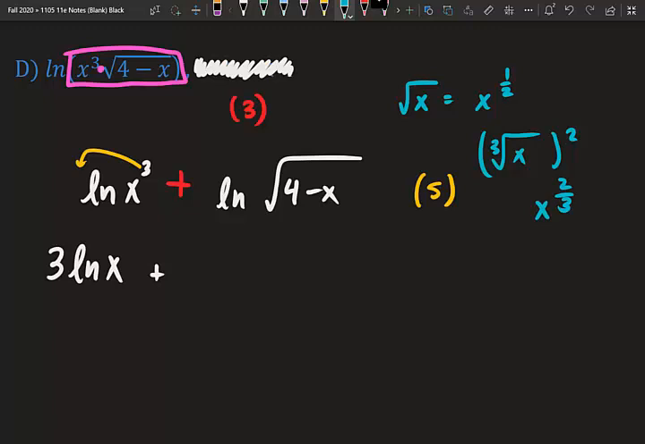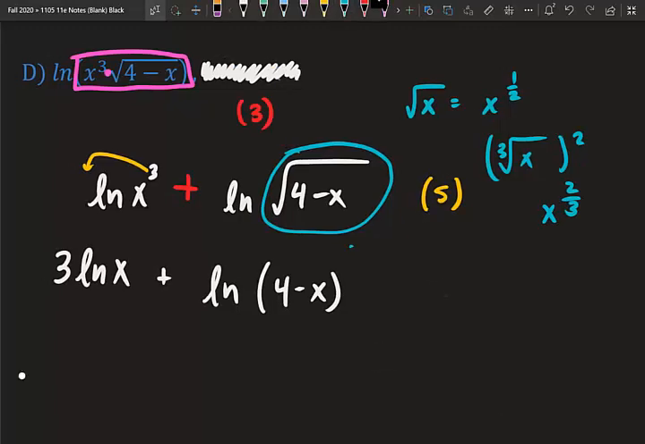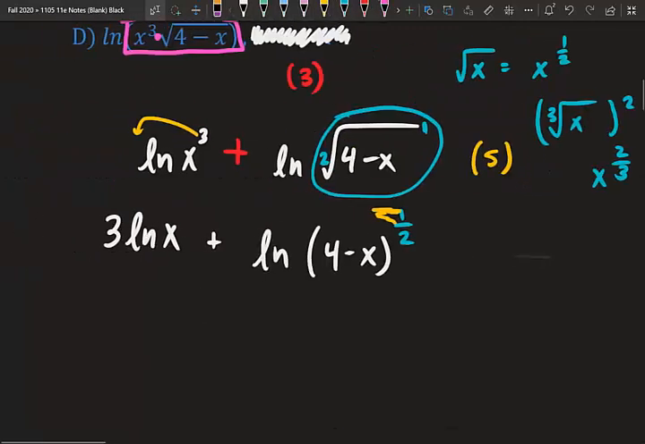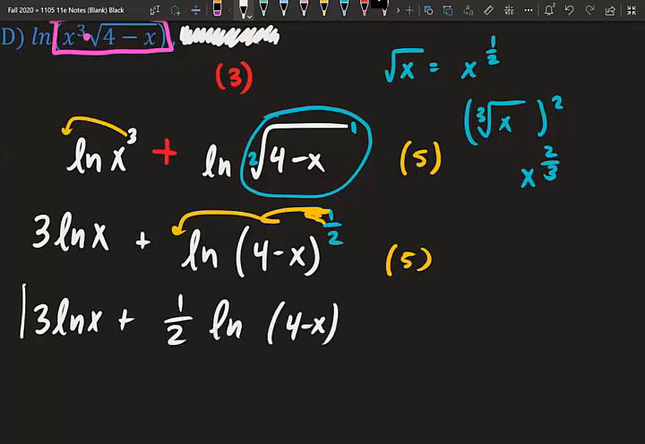So we need to switch that square root of 4 minus x to have a fraction. So we'll have ln of 4 minus x to the power of 1/2. It's 1/2 because there's a little 2 and always a 1 outside. Then again, we can move this over because we're not allowed to have it. So we can move it over using property 5. So we'll have 3 ln x plus 1/2 ln of 4 minus x.